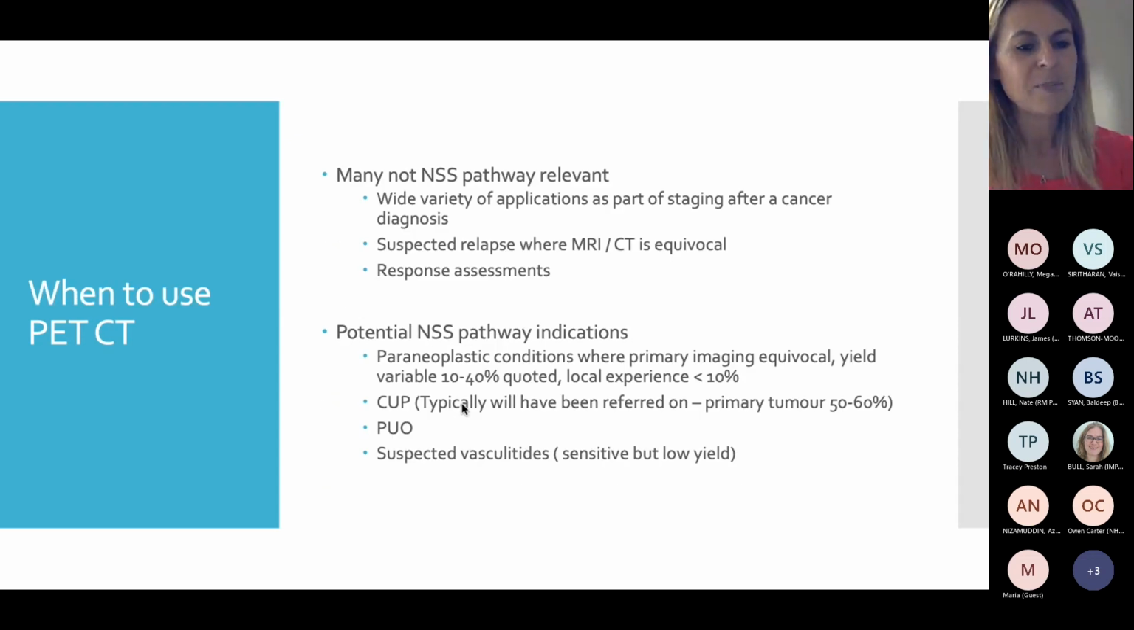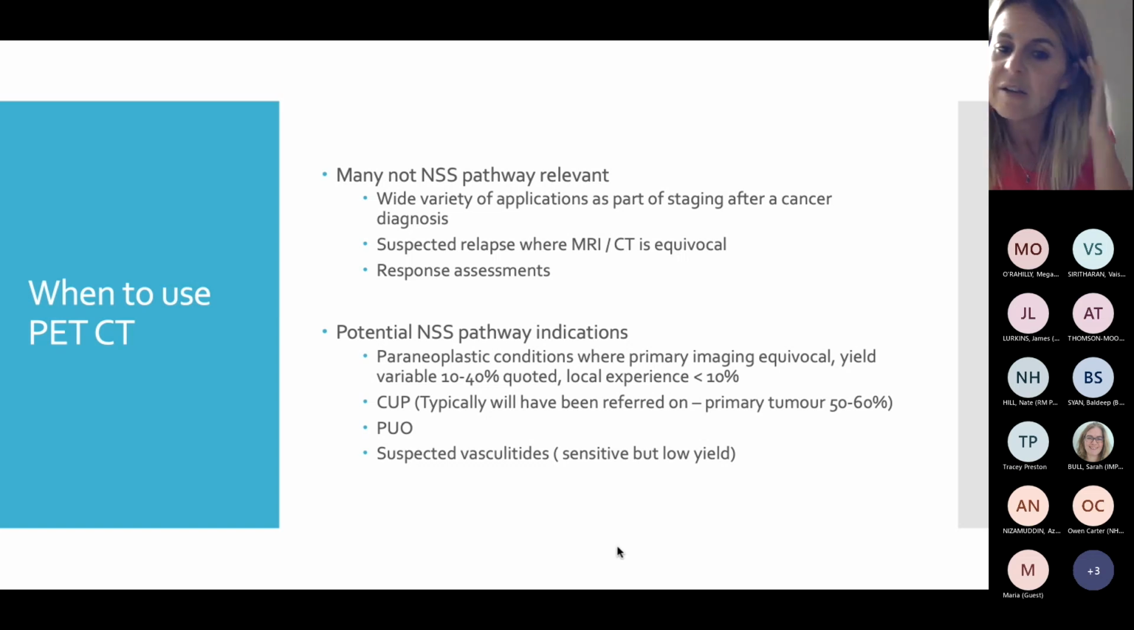So many of the applications of PET-CT aren't that relevant. It's usually as a part of staging after cancer or suspected relapse when the initial imaging has been equivocal, or we use it for response assessments in patients that are on treatment. But where you might use it, and would be a perfectly valid indication, would be in the detection for paraneoplastic conditions where the primary imaging has been equivocal. We would still recommend doing CT to begin with rather than going straight for a PET-CT in these circumstances.